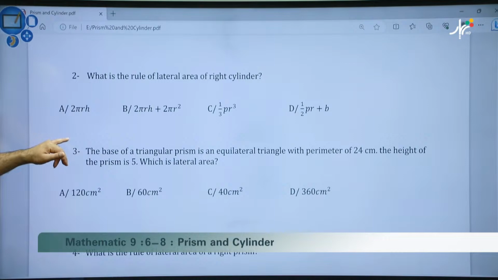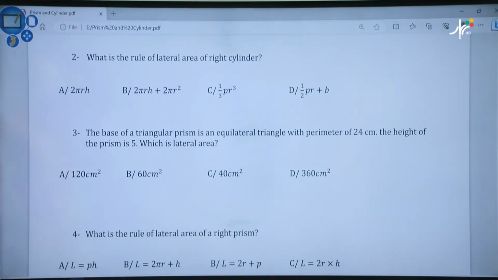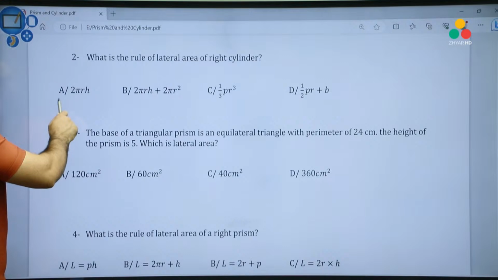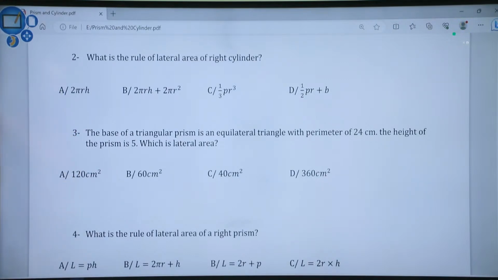Question 2, what is the rule of the lateral area of a right cylinder? Okay, it's quite clear. The answer is 2 pi r h. This is the rule of the lateral area of a right cylinder.